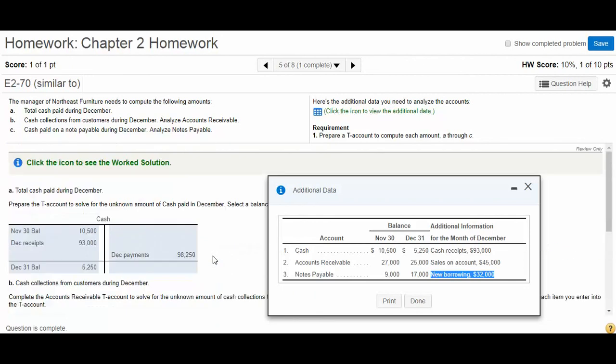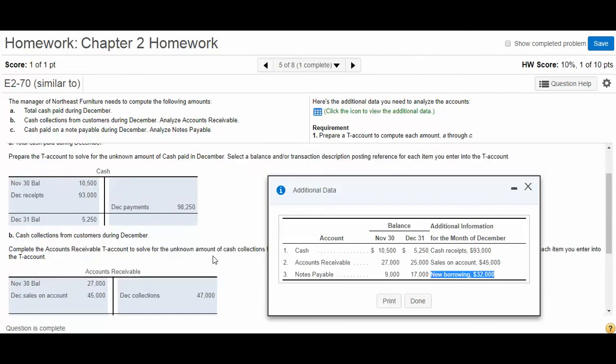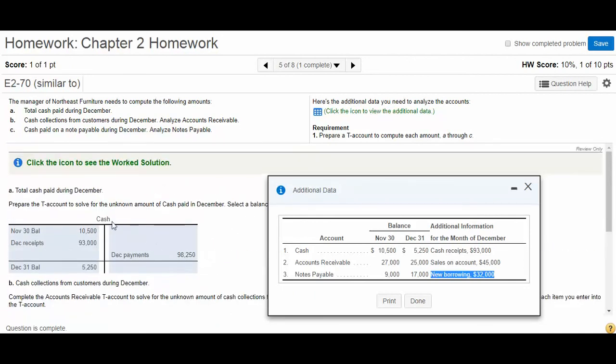Get good at T accounts. T accounts are your friend. And just think through, is it an asset? Is it a liability? Is it an owner's equity account? And like I said, it just gives you the beginning and closing balance. And then the only real trick is what effect do cash receipts have? What effect do sales on account have? And new borrowings. Hope you found this useful.